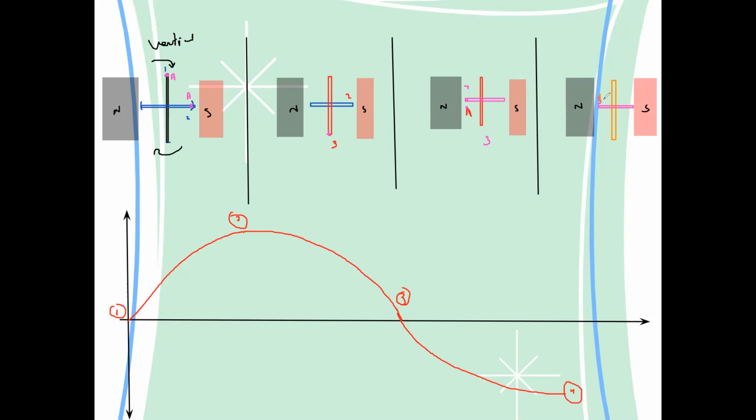So moving from position 4 to position 5, what happened to the strength of the magnetic field? It will decrease in the opposite direction. So it will decrease here and this will be 5. So this is one complete cycle of the AC generator.